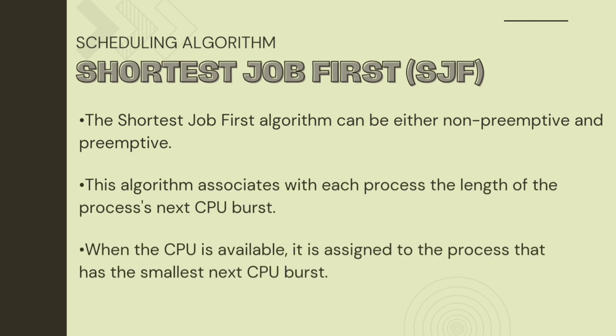Shortest job first. The shortest job first algorithm can be either non-preemptive and preemptive. This algorithm associates with each process the length of the process's next CPU burst. When the CPU is available, it is assigned to the process that has the smallest next CPU burst. In the shortest job first algorithm, the scheduler selects the process with the minimum burst time for its execution. This algorithm has two modes, preemptive and non-preemptive.